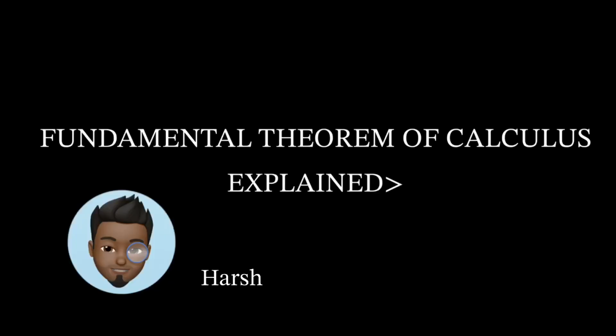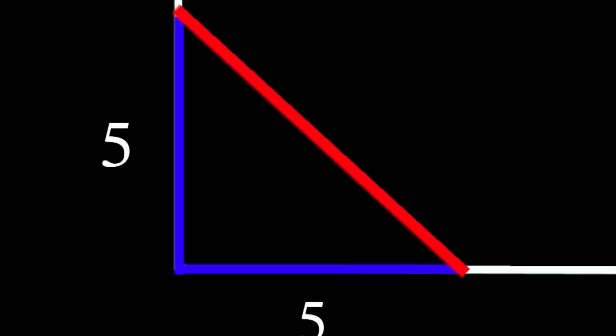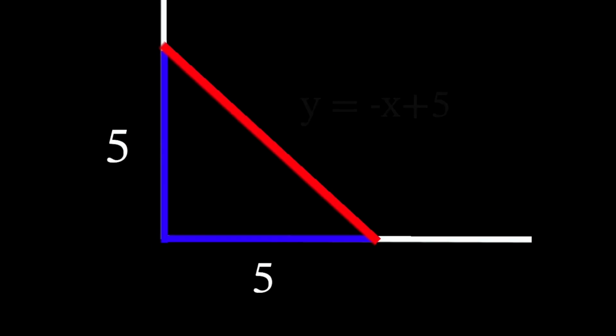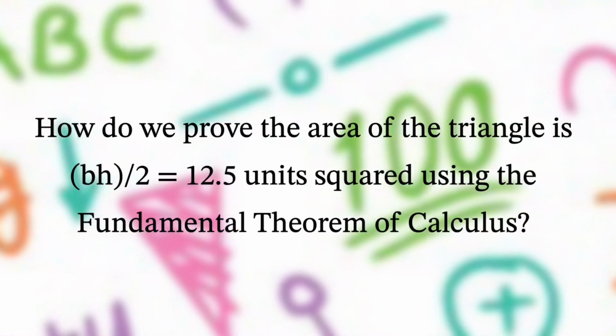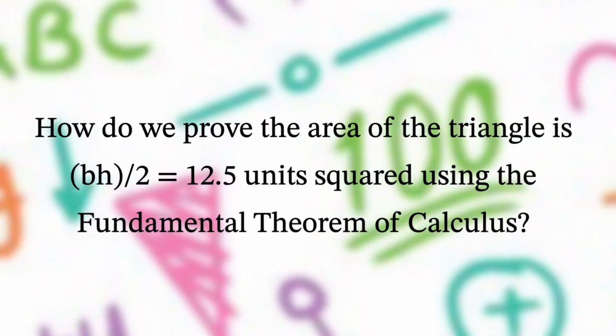Here's the proof for the fundamental theorem of calculus. Imagine you have a triangle with a base of 5 units and a height of 5 units. On a coordinate plane, the hypotenuse of the triangle is modeled by the function negative x plus 5. Now, how do you prove the area is 25 over 2 units squared using the fundamental theorem of calculus?